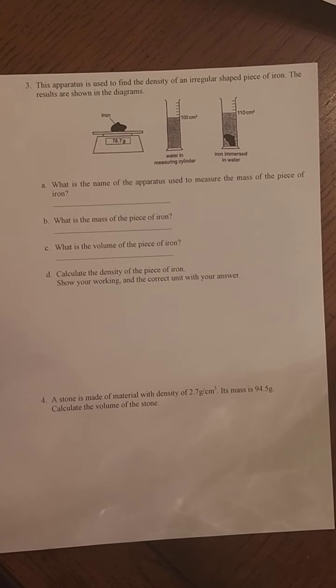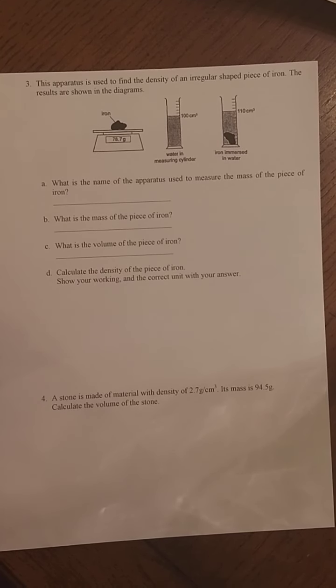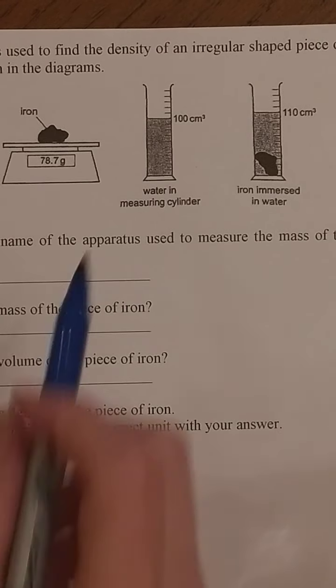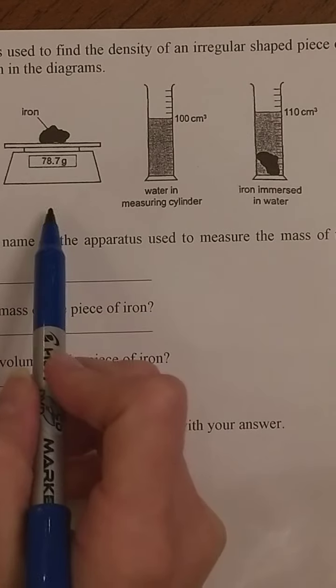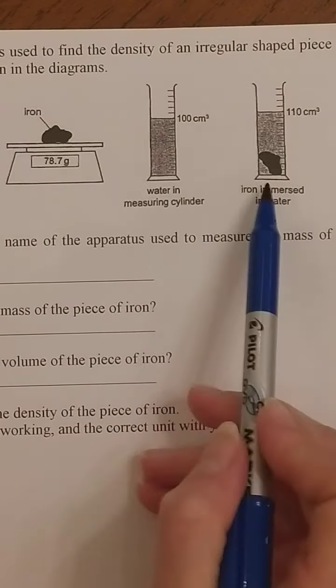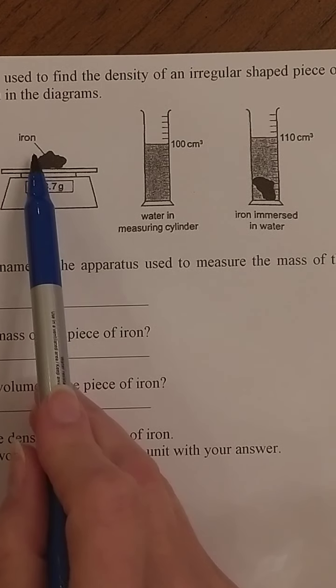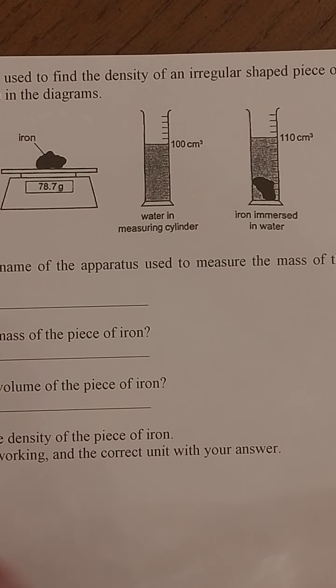Question 3. This apparatus is used to find the density of an irregular shaped piece of iron. The results are shown in the diagrams. Let's have a look at the diagram. So we have a scale and we have two measuring cylinders. The scale has a reading and the piece of iron is on the scale. So we use this to measure the mass.